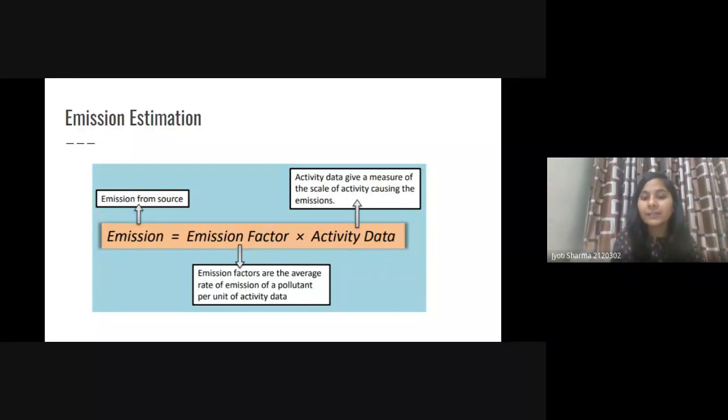Then the activity data gives us a measure of the scale of activity causing the emission. So you may have pollution from vehicles, while from a chimney you may have pollution too. So you will see what activity data you have. For example, from agriculture you may have some kind of pollutant that will be emitted into the atmosphere. So we will list out the activities, then for each activity in that particular area the average rate of emission, and then we will multiply it with our whole activity data, and this will give you the emission.